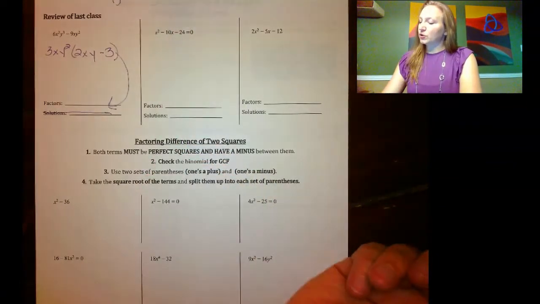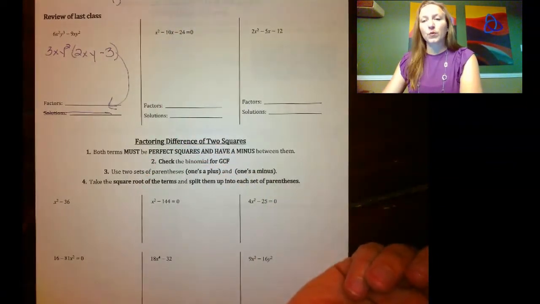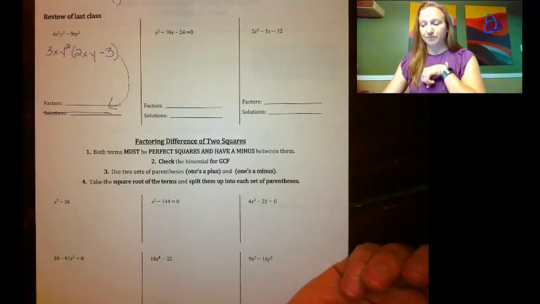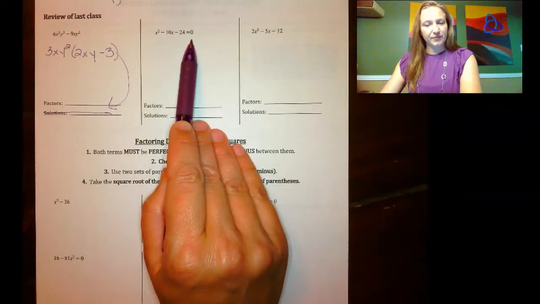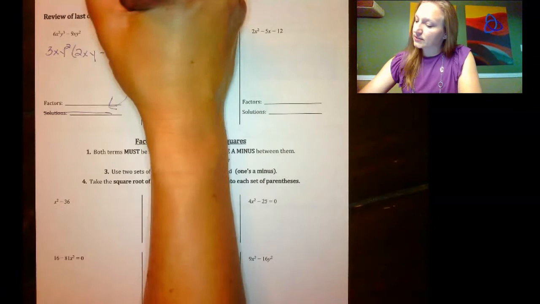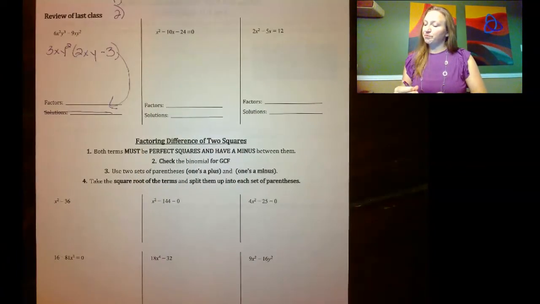Okay, look at example 2. So remember, we always look for that GCF first. Do we have something we can divide all of these by? There's not in this case, okay? But we always check. And then second, we look to see if we can factor further.